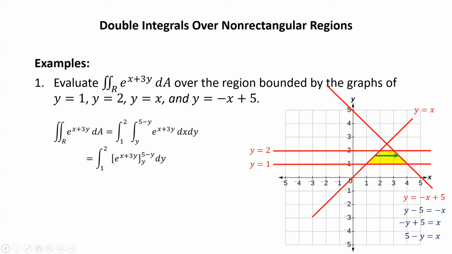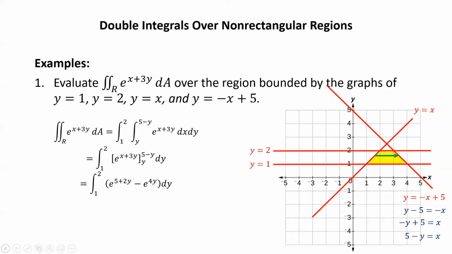We first do the inner integral, e to the x plus 3y. Since we're integrating with respect to x, we just get e to the x plus 3y. Technically, there's a little substitution there, u equals x plus 3y, but du is just dx because the derivative of 3y is 0 with respect to x. It's being treated as a constant. So we have e to the x plus 3y from y to 5 minus y.